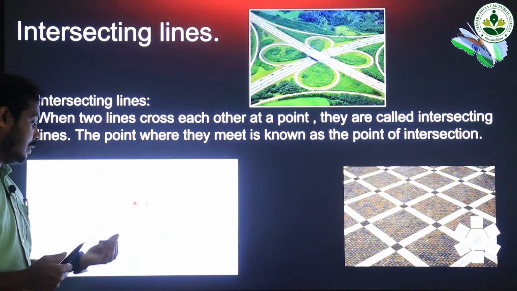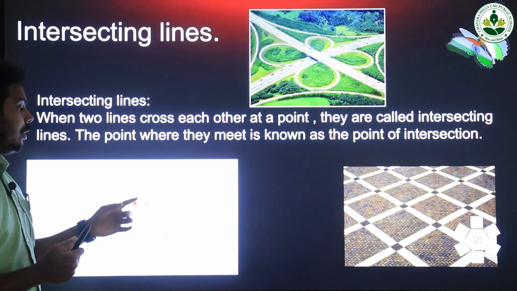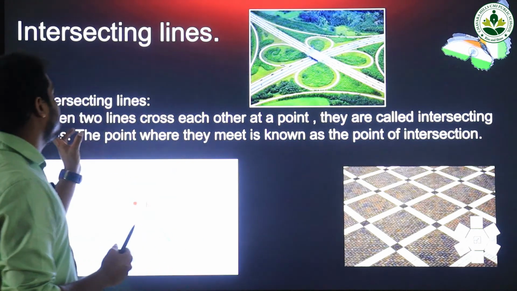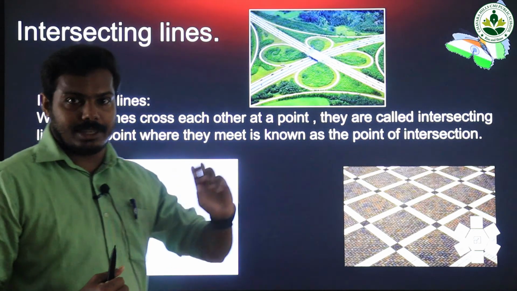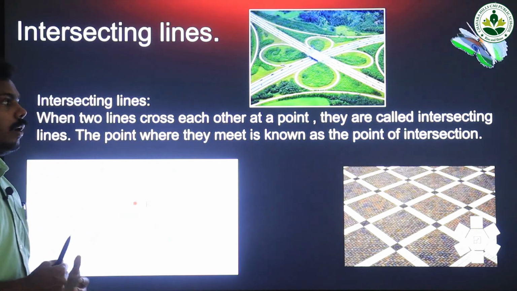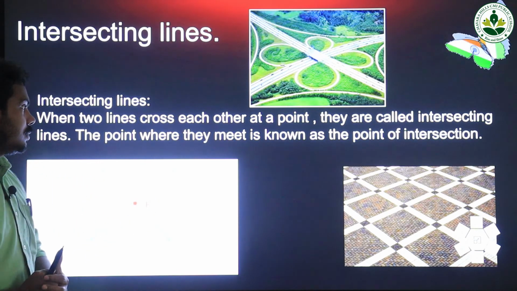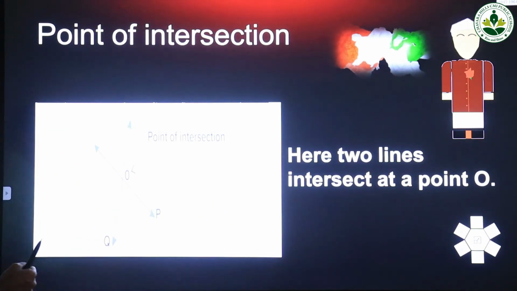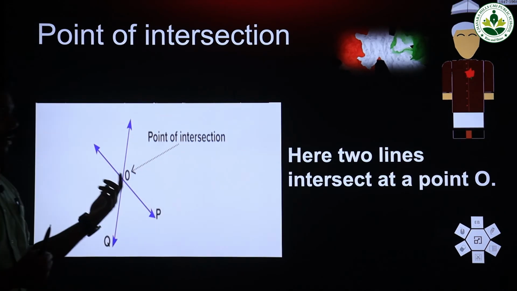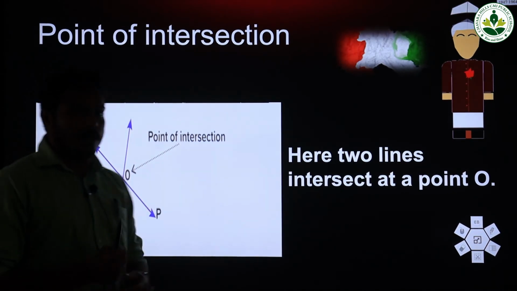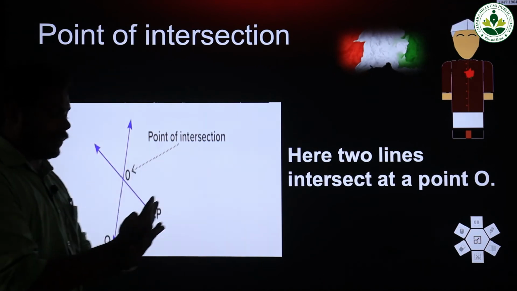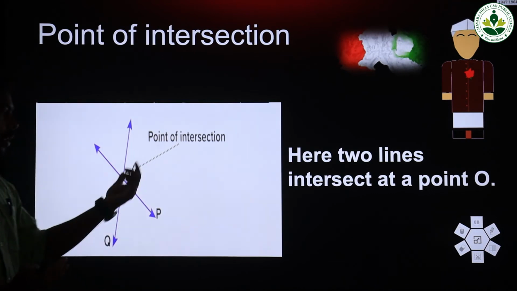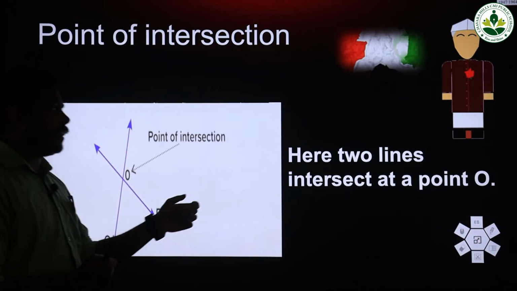Here, these two lines intersect at point E. What are intersecting lines? Intersecting lines means when two lines cross each other at any point. The point where they meet is known as the point of intersection. And here two lines intersect at a point O. This point is called the point of intersection. When two lines meet at any point, they are called intersecting lines, and that point is called the point of intersection.